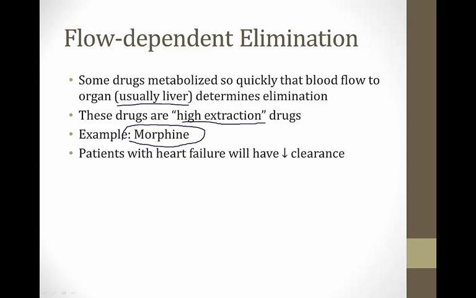So morphine gets virtually completely metabolized by the liver as it passes through, so its rate of elimination is dependent on the blood flow to the liver, and this means that patients who have heart failure can have a decreased clearance of morphine, for example, compared to someone who's got normal blood flow to the liver. That blood flow is determining the clearance of the drug from the body.